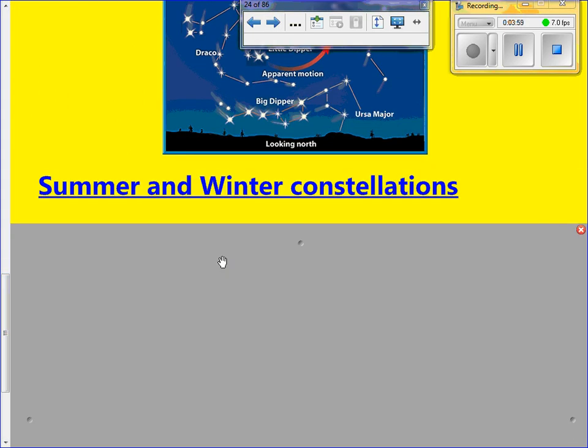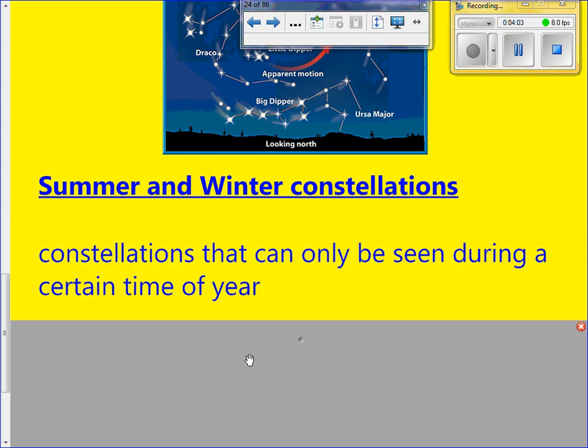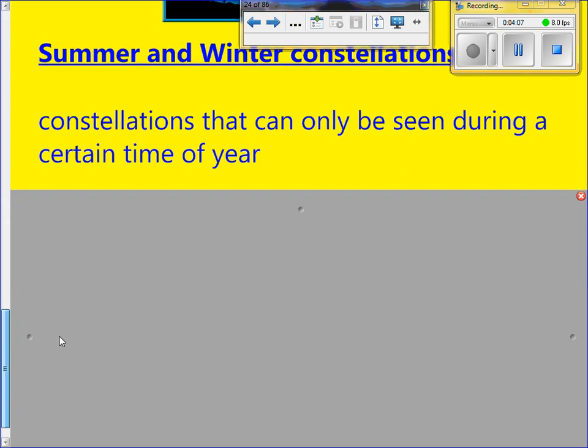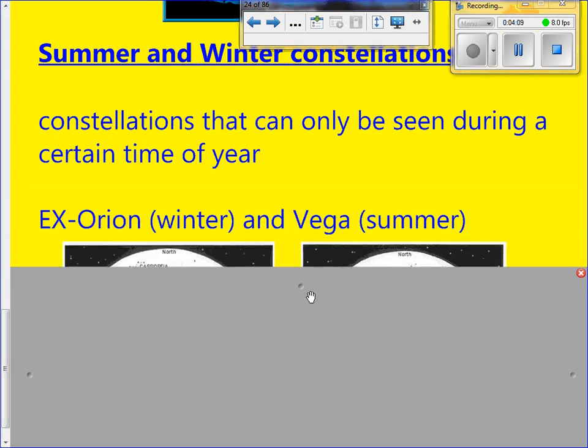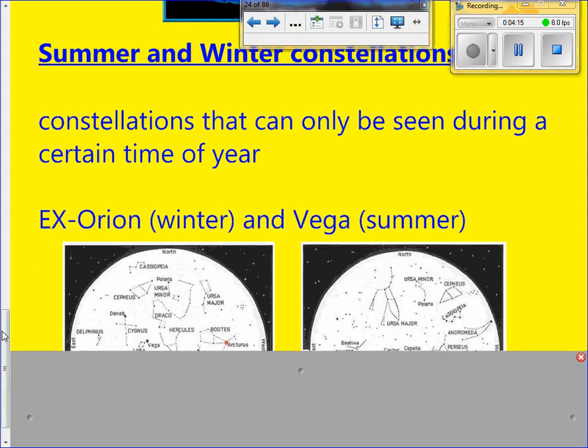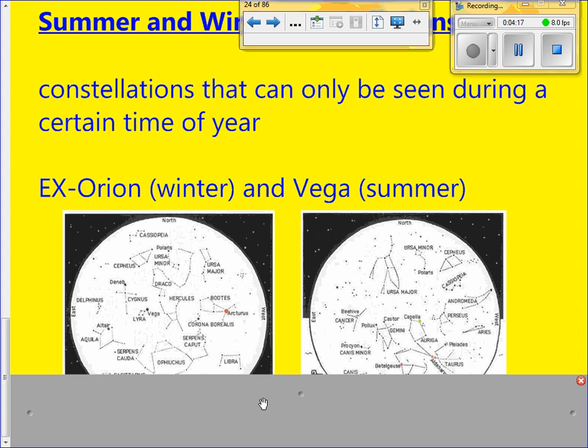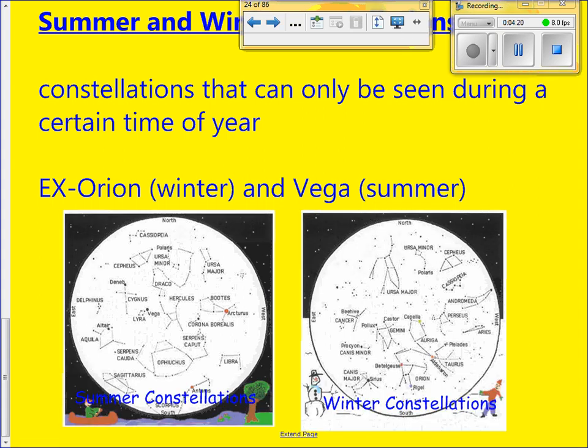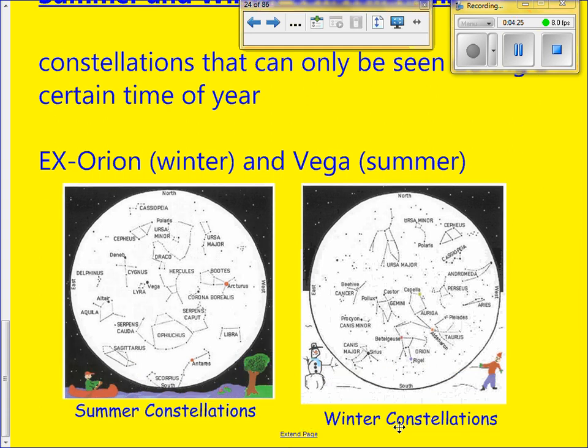And then we have our seasonal constellations, which I kind of just named the summer and winter constellations. These are constellations that can only be seen during a certain time of year. Some examples are Orion and Vega. And here's just an illustration to show you what can be seen in the summer and what can be seen in the winter. Here are all your summer constellations. There are all your winter constellations.